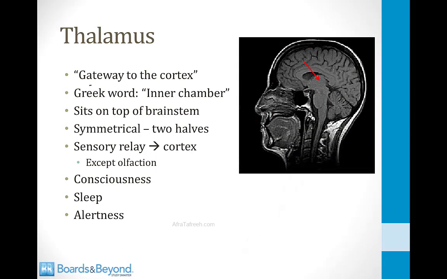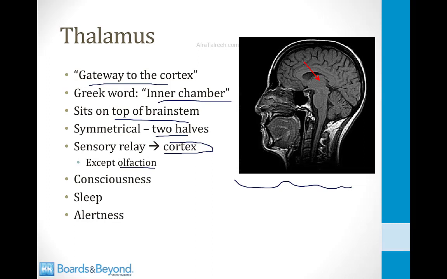So the thalamus is sometimes called the gateway to the cortex because all the sensory information goes through it to get to the brain. It's a Greek word that means inner chamber, and it sits right on top of the brainstem, and this is an MRI picture of the head with an arrow showing the area of the thalamus. It's symmetrical, so there are two halves, and you can have right-sided thalamic damage or left-sided thalamic damage. All the sensory systems in the body, so your touch, your pain, your temperature, it all goes through the thalamus to get to the cortex. The only exception is smell. Smell does not go through the thalamus. And then the thalamus also has a role to play in our consciousness, our sleep, and our level of alertness.